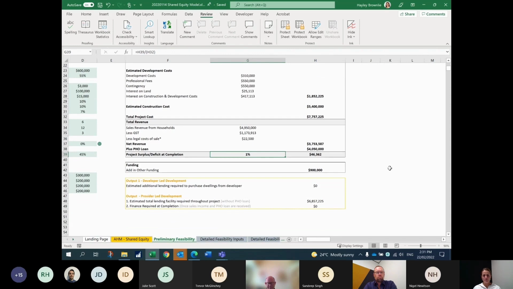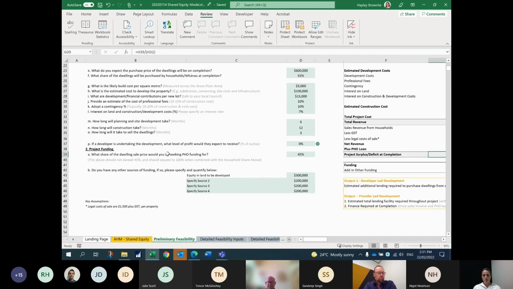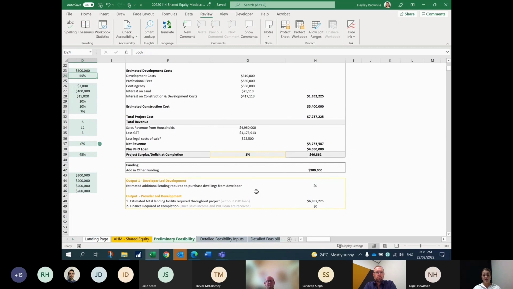The key outputs from this page are firstly, from a developer-led development, whether the provider will need any additional lending to purchase the dwellings from the developer. So in this instance, with the PHO loan covering 45% and the households purchasing 55%, that equates to 100%. So you wouldn't expect the provider to require any lending.